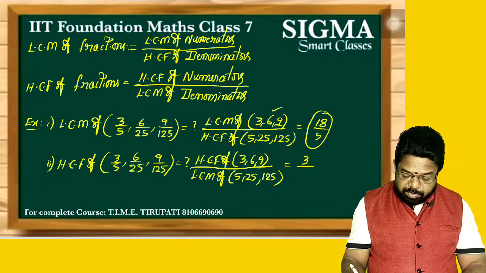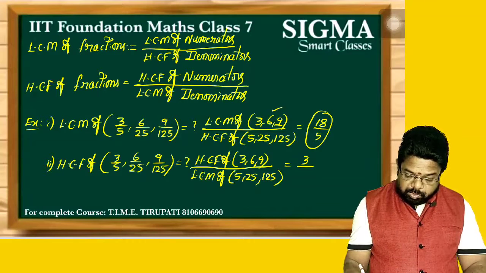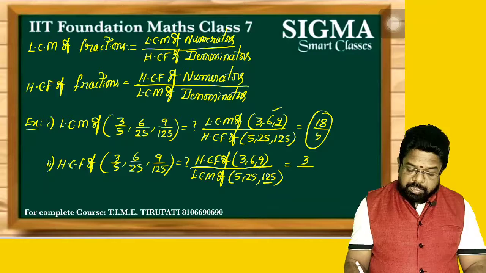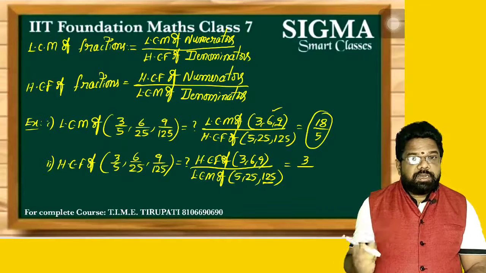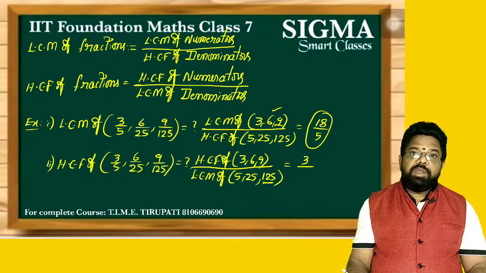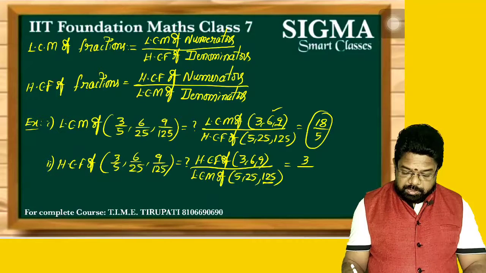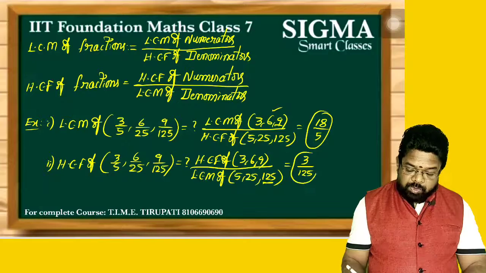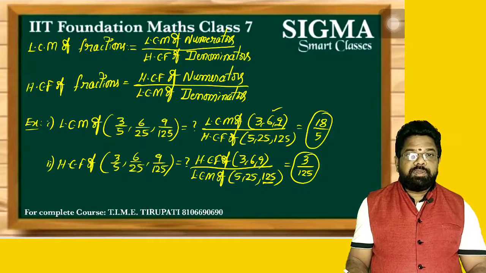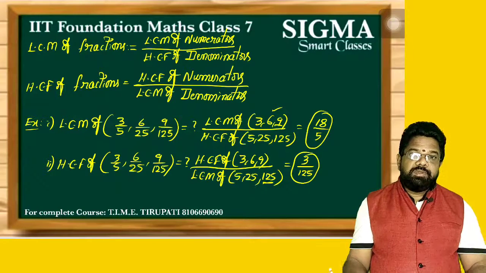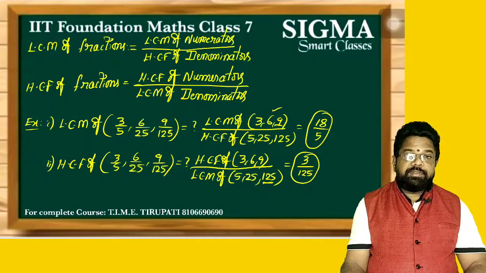Now LCM of 5, 25, 125. Observe the larger number. If the larger number is exactly divisible by the remaining numbers, then the larger number itself is the LCM. That is the multiple shortcut in LCM. So 125 is the LCM for 5, 25, 125. So what is our answer? 3 by 125. Just like this, for fractions we can calculate the LCM and HCF using this logic.